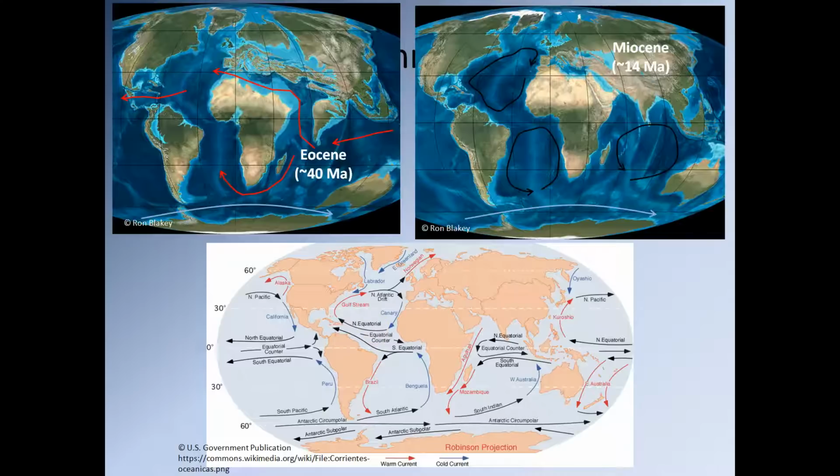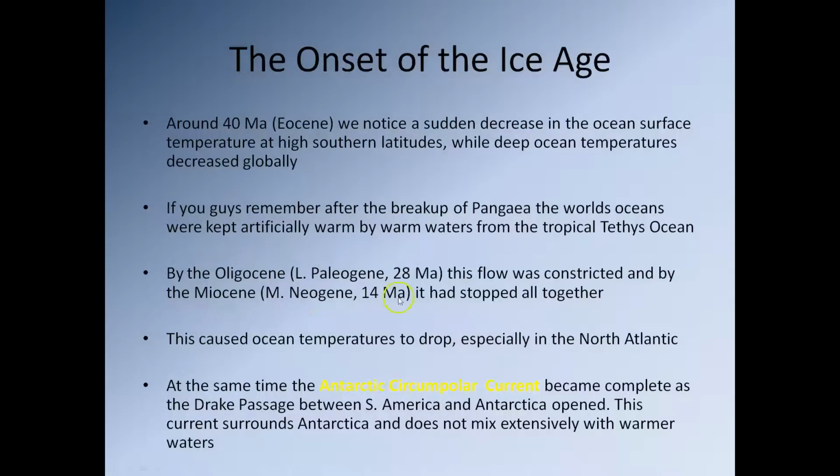And so what we now have is these isolated bodies. So we see around 40 million years ago, because the warm water is no longer exiting this Indian Ocean / Tethys Ocean area and entering the North Atlantic, the South Atlantic, and the Pacific, we see global temperatures begin to drop, and that's going to cause global climatic temperatures to also decrease. So as I said, this caused ocean temperatures to begin to drop, especially in the North Atlantic.